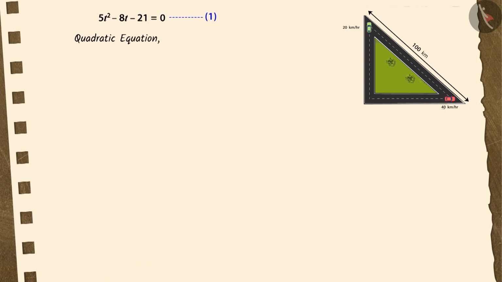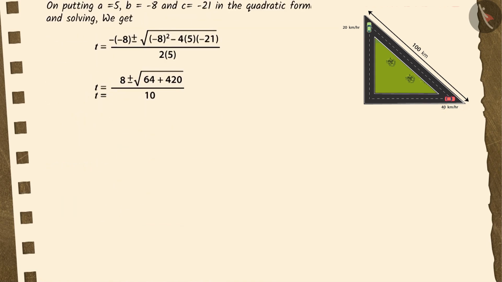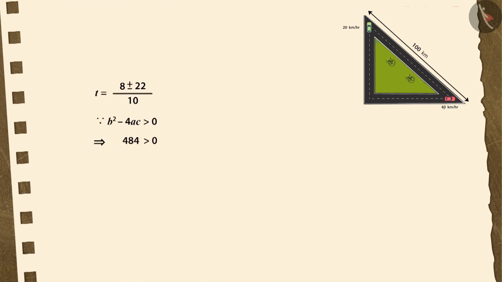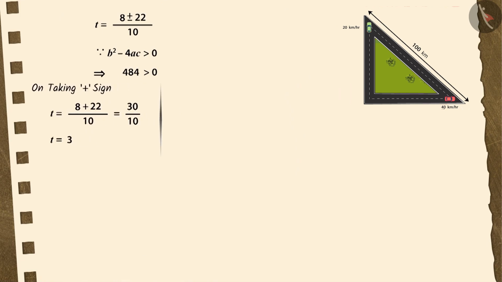First of all, we will write the values of a, b and c by comparison to the standard quadratic equation, where the value of a is 5, the value of b is negative 8 and the value of c is negative 21. By putting all the values in the quadratic formula, by taking the positive sign, we get the value of t as 3, and by the negative sign, t as negative 1.4.